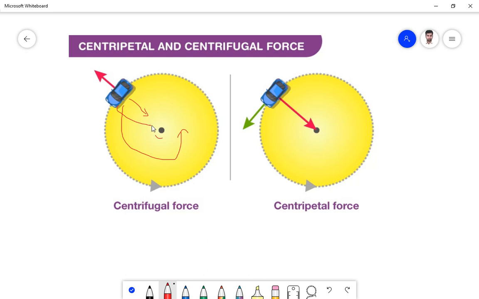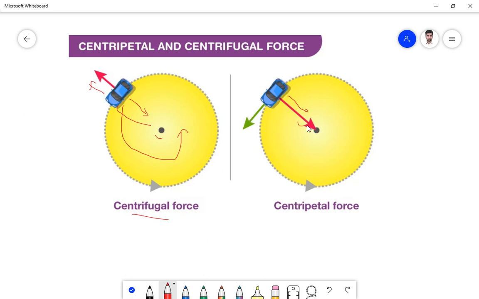So to balance it, there is another force which is pushing this car away from the center, that is represented by this red arrow, and this force is called the centrifugal force. So here it's clear that this red arrow represents the centripetal force in this case, because it is showing that the car is moving towards the center, whereas this green arrow represents that the car is moving away from the center, which is the centrifugal force, and this red is the centripetal force here.